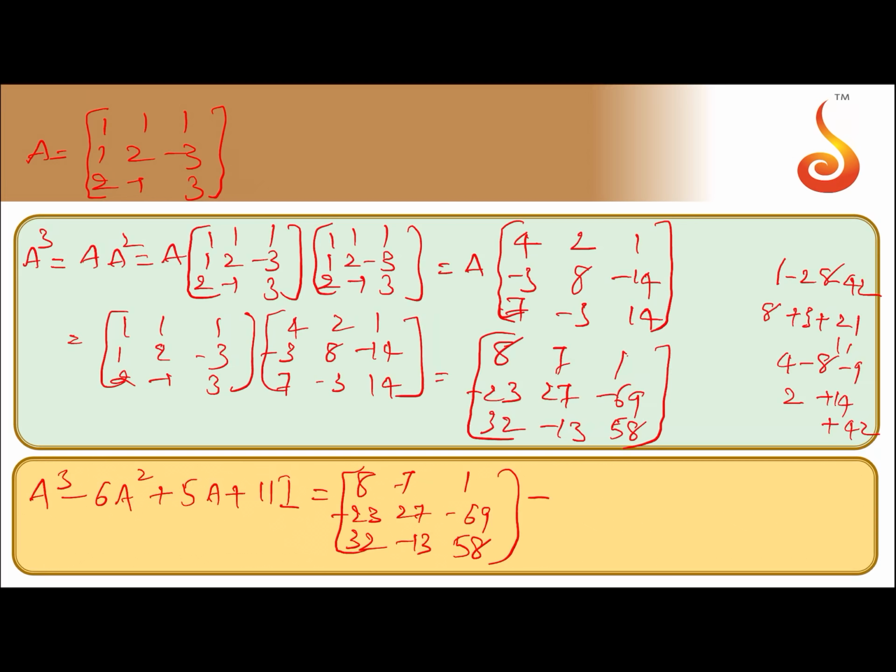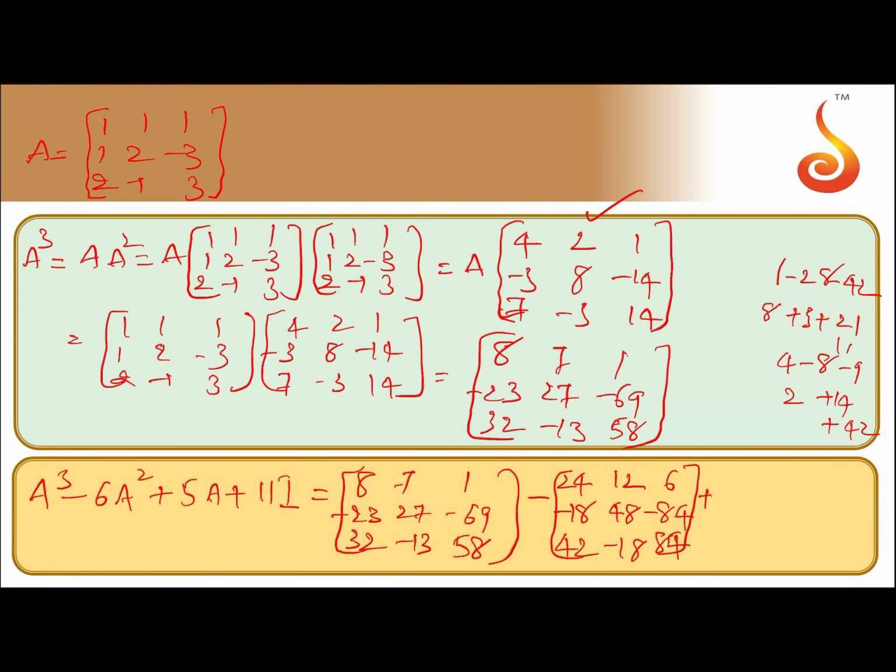Minus 6 times of A square. A into A square, you got A square here. This is A square matrix. Multiply by 6. Okay, it is 6 4s, 24, 6 12s, 6 1s, 6 3s, 18, 6 8s, 48, and 6 14s, minus 84, 6 7s, 42, and 6 3s, minus 18 and 84.